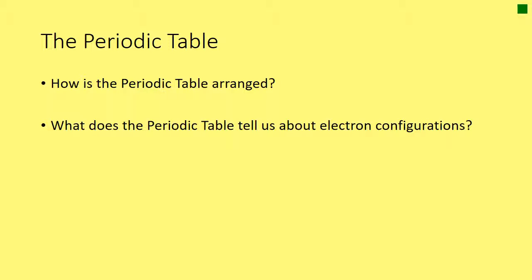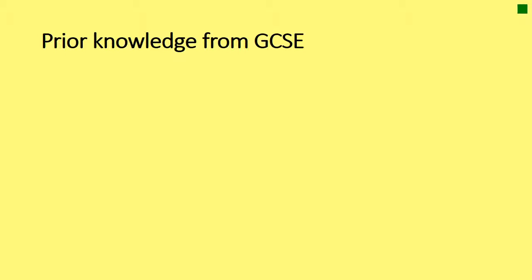A couple of things that we need to do when we're studying the periodic table are: how is the periodic table arranged? We're just going to recap on that. And secondly, what does the periodic table tell us about electron configurations? So they're the two topics that we're going to deal with in this video. But first, let's just have a recap of what you need to know from GCSE.